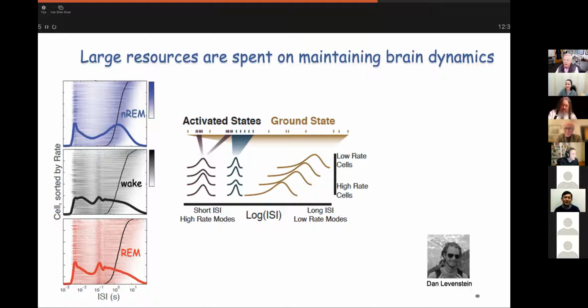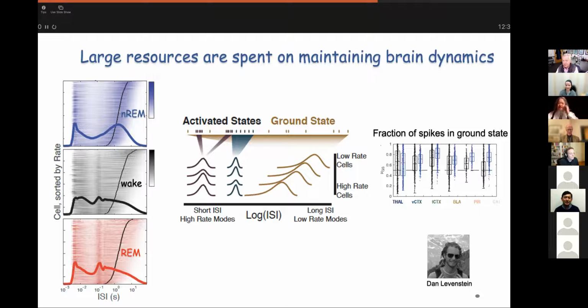Now, what fraction of the neurons spend their time in the ground state doing nothing, or maintaining neural dynamics, nothing meaning no communication, no perception, no thinking, and so on? And the answer is astonishingly high. This is a figure that shows the hippocampus, the piriform cortex, basolateral amygdala, frontal cortex, visual cortex, the thalamus. It doesn't matter where you go and what state, whether it's sleep or waking, most of the spikes everywhere in the brain are devoted to maintaining the brain dynamics.